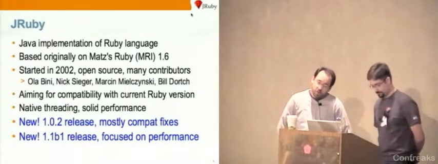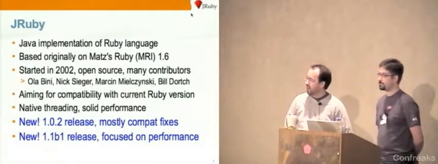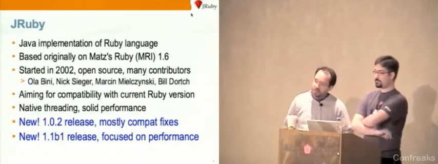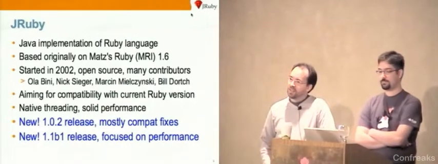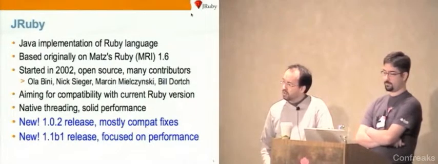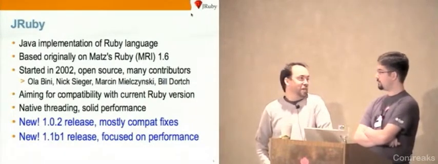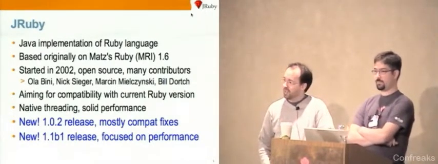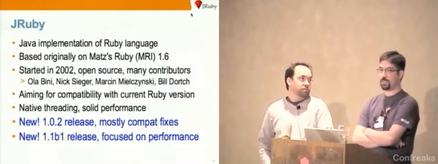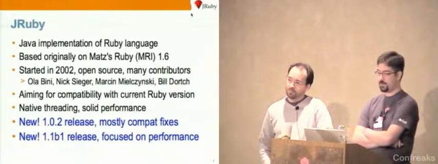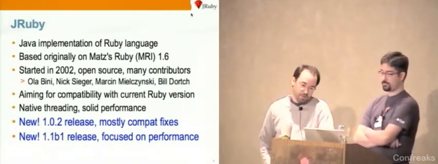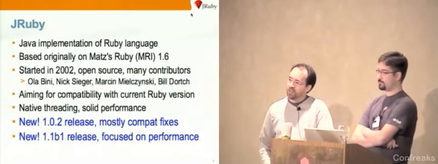So JRuby is a Java implementation of the Ruby runtime, as everyone already knows. It was originally based on Ruby 1.6. Since then, we've updated it to 1.8. It was started back in 2002, actually before Charlie or I even got involved in the project. It was started by other folks. Typical though, most open source projects just change hands over the years, and we took over a couple of years ago. Adopted it. It's under a few open source licenses, and we've had a lot of contributors.